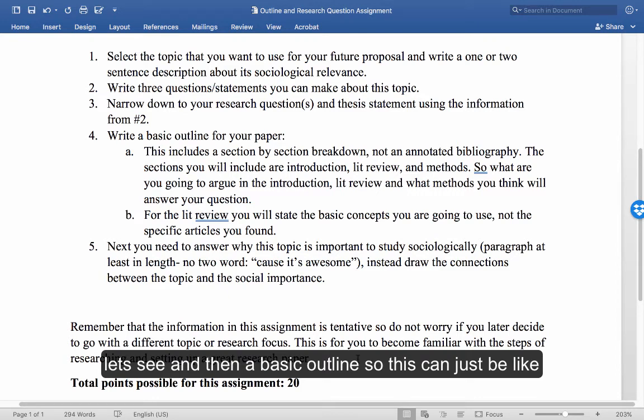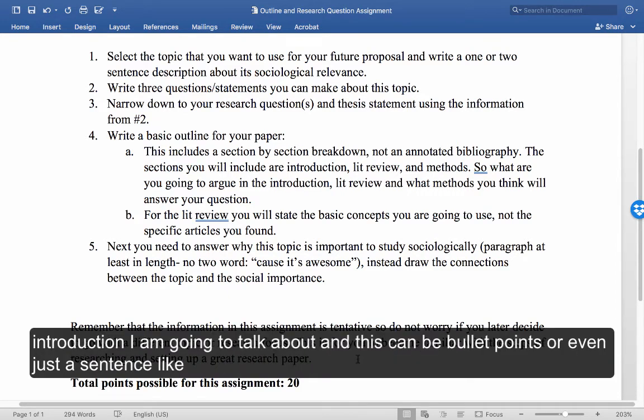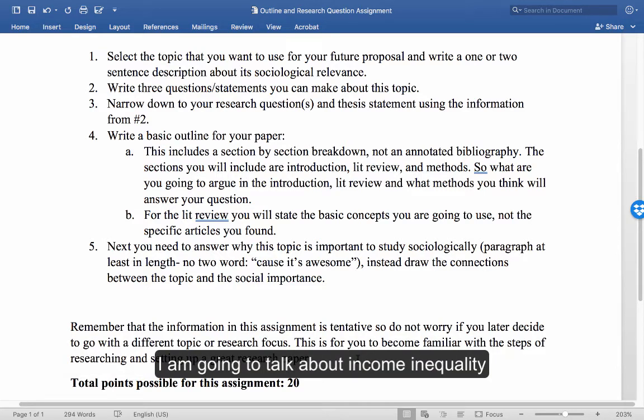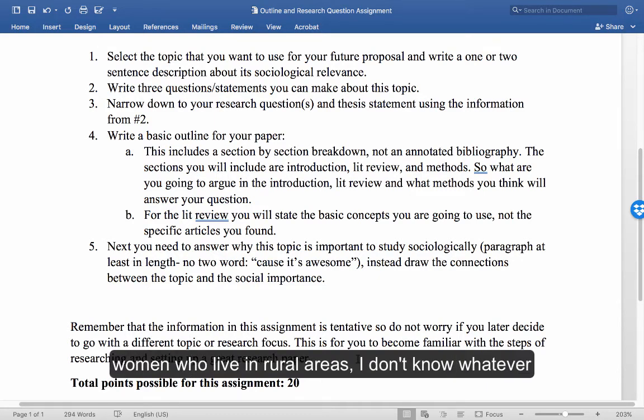Let's see. And then a basic outline. So this could just be like introduction. I'm going to talk about, and this could be bullet points or even a sentence like, I'm going to talk about income inequality and how that affects, I don't know, women who live in rural areas. I don't know, whatever, right?